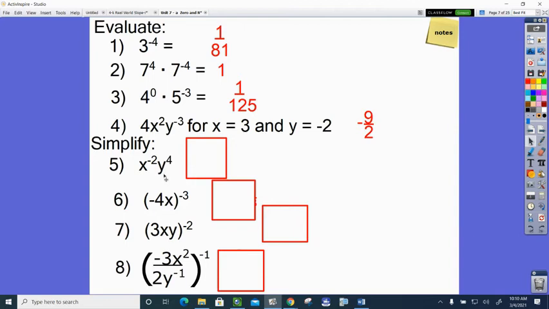Next one, simplify it. Did you get y to the fourth over x squared? Next one, simplify it. This time, the negative 4 is part of that negative.